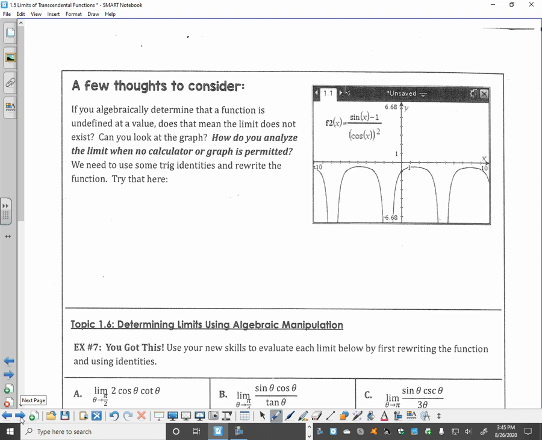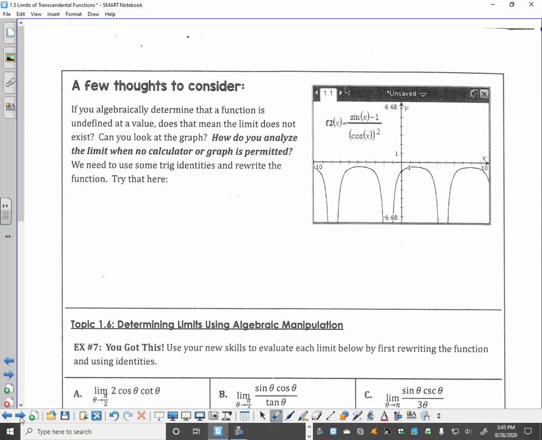Okay, a few thoughts to consider. If you algebraically determine that a function is undefined at a value, does it mean that the limit does not exist? Not true. Can you look at the graph? How do you analyze the limit when no calculator or graph is permitted? We need to use the trig identities and rewrite the function. You need to brush up on your trig identities.